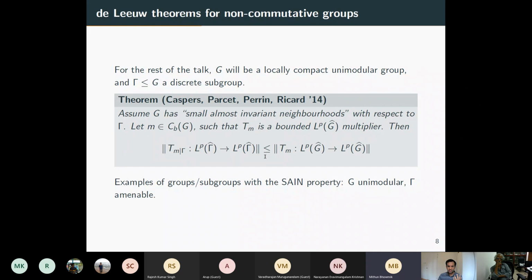So examples, for instance, of groups which satisfy this condition are when the group is unimodular and the subgroup is amenable. So in particular, if the subgroup is a nilpotent group, for instance, or an abelian group, this still works.